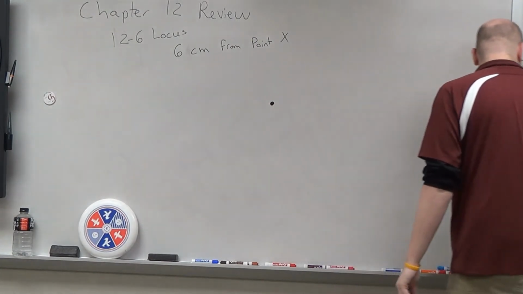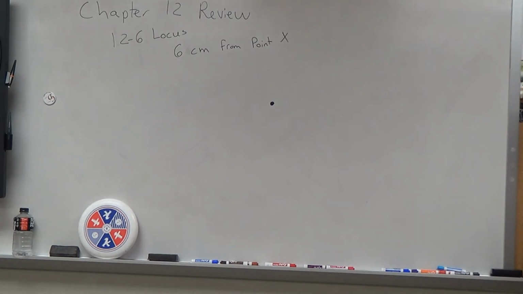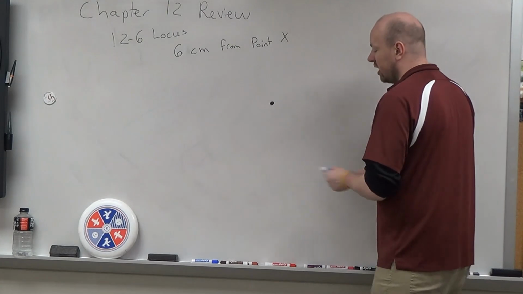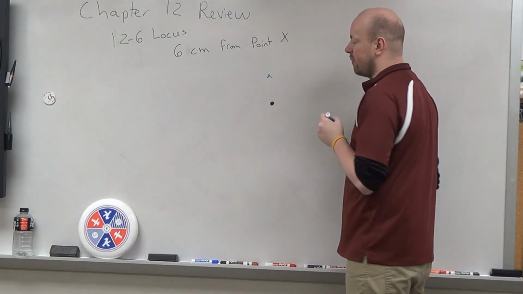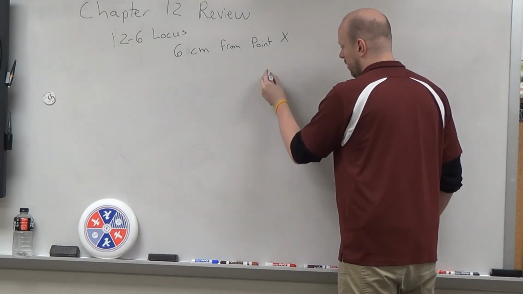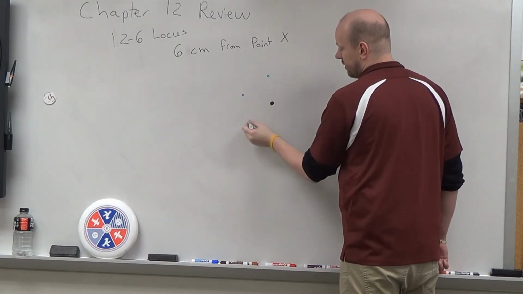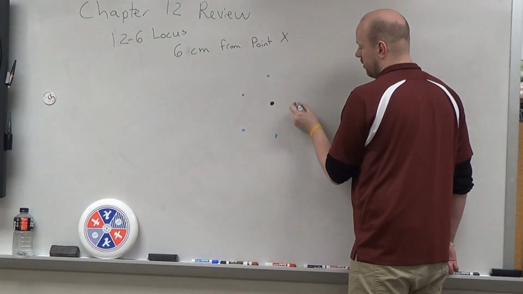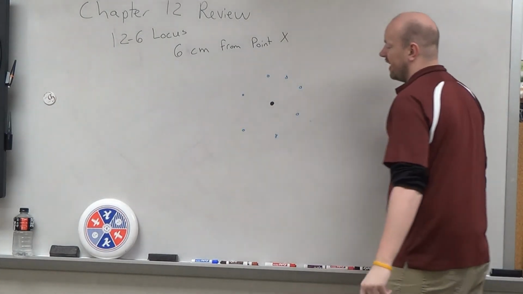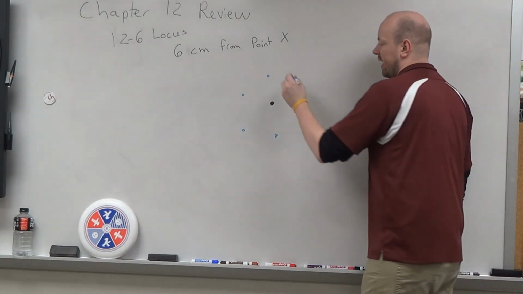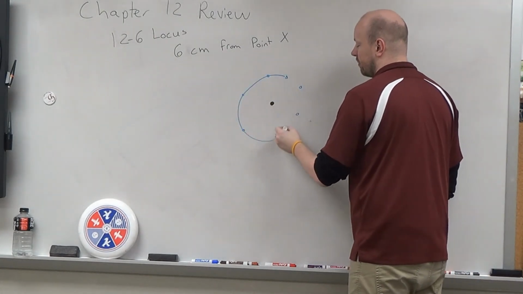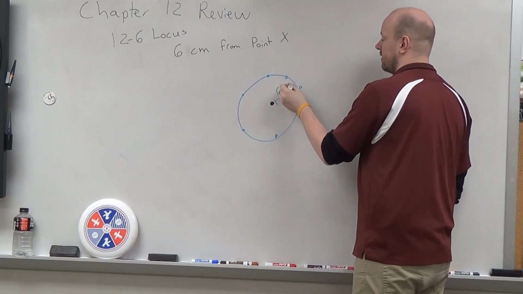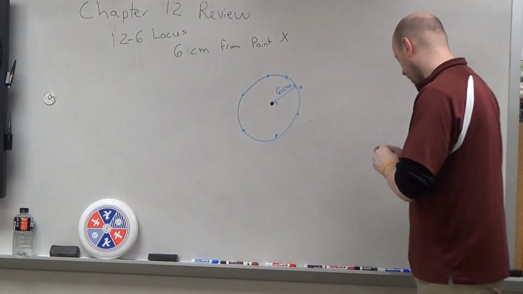And I need to start visualizing what 6 centimeters away from point X would look like. So, if I had a ruler and I know 6 centimeters away, this would be a point away from X. This would be a point away from X. This would be 6 centimeters away from X. 6, 6, 6, etc. If I'm 6 centimeters away from point X, my locus would just be a circle with a radius of 6 centimeters. Okay.